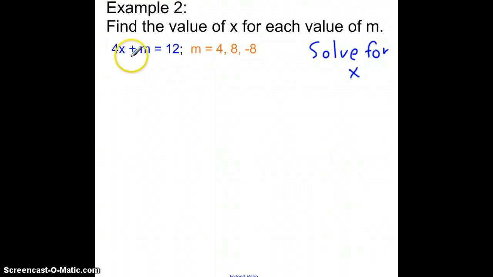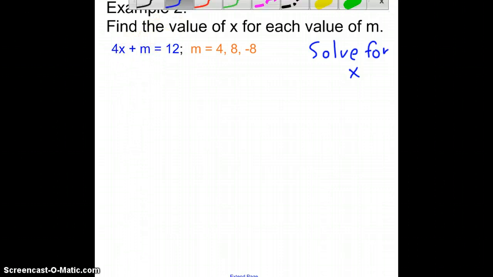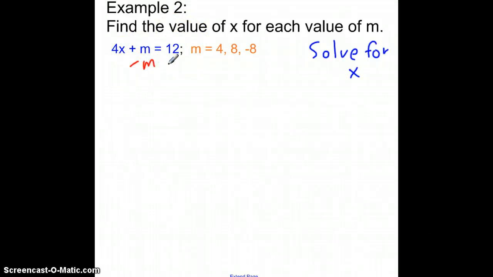Okay, so again, if we want to get x all by itself, the first thing we have to do is we've got to get this m term to the other side of the equation. So it's plus m. So let's subtract m. And what we do to one side, we must do to the other. So on the left side, the only thing remaining is our 4x. Okay. On the right side, we've got 12 minus m.